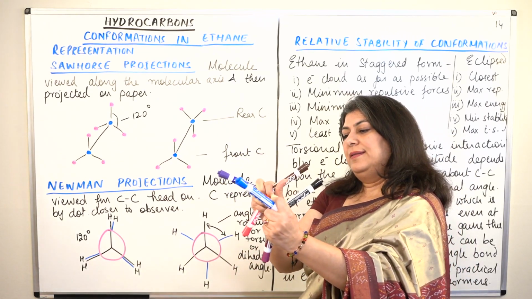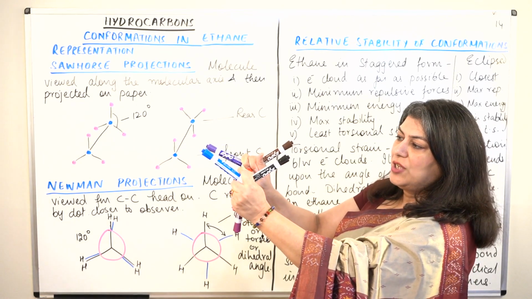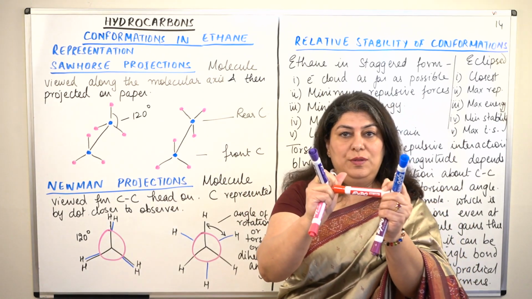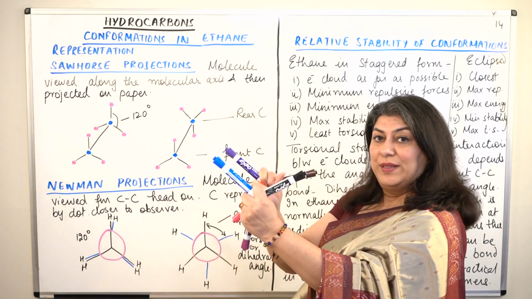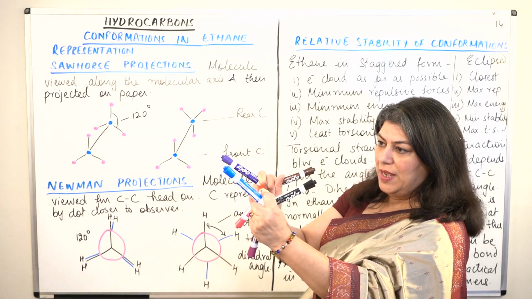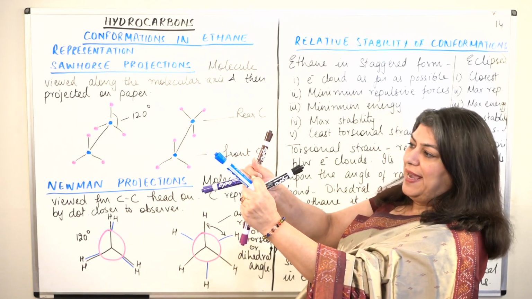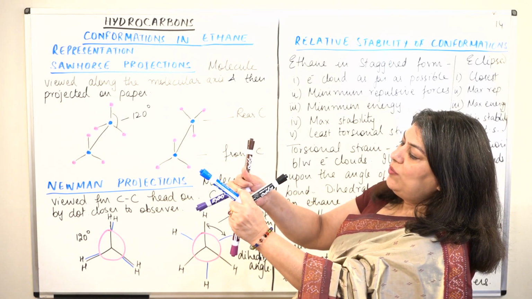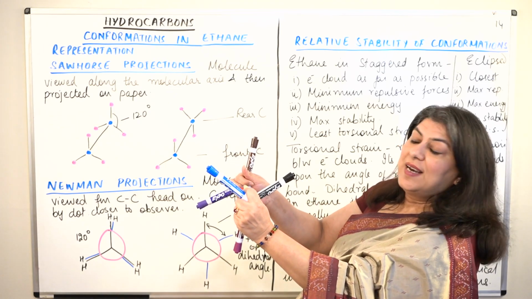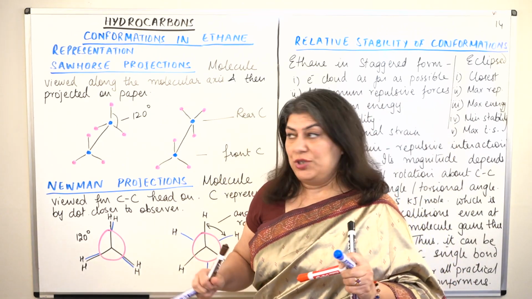When you see the front and the back, and the carbon-hydrogen bonds in the front and the back are parallel, we call it the eclipsed conformation. And when we twist one of these carbons and these bonds come exactly in the middle, now the brown one is coming exactly in the middle of the black and the blue. That is the other extreme conformation, known as the staggered conformation.